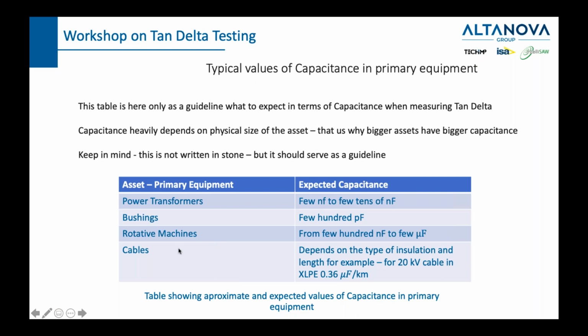And cables, well, the overall capacitance heavily depends on the length. But if we take one example, a 20 kV XLPE cable would have 0.36 microfarads per kilometer. So with our device, we would be able to test, let's say, successfully 800 meters of this cable, because 300, no, I'm sorry, that was a wrong calculation on my side.